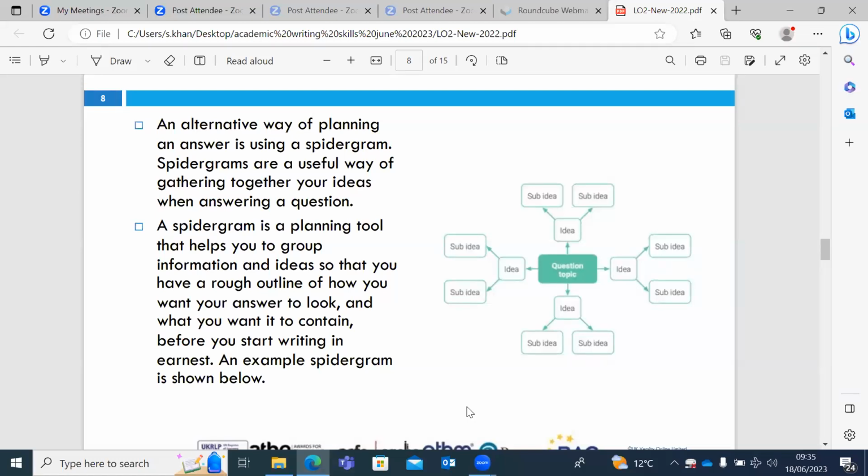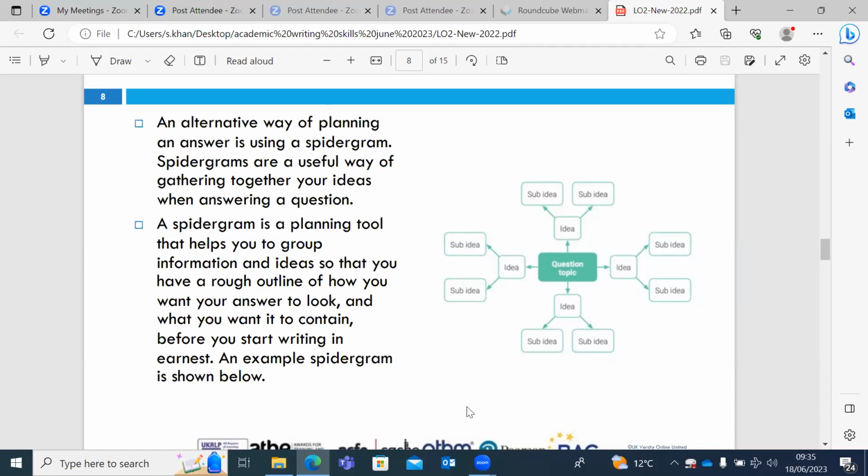There are advantages of spidergrams. They are good for generating ideas and working at speed. There's a disadvantage as well, that they can get messy and difficult to read if they contain a lot of information, and they will probably need to be numbered if they're going to be used in a sequence.